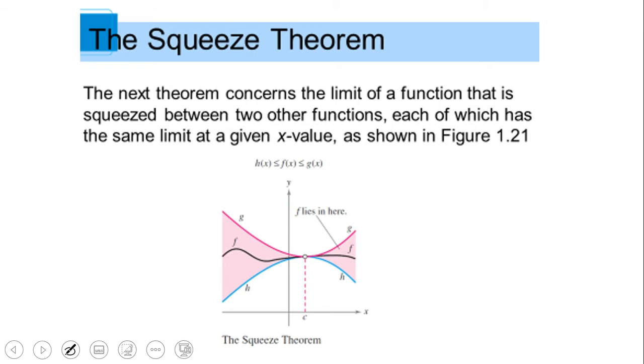So basically what the squeeze theorem says in general is that if you have a function f that is being squeezed between two other functions, g and h, and you're not able to find the limit of f on its own, you can go ahead and conclude that the limit of f is the same as the limit of the other two.